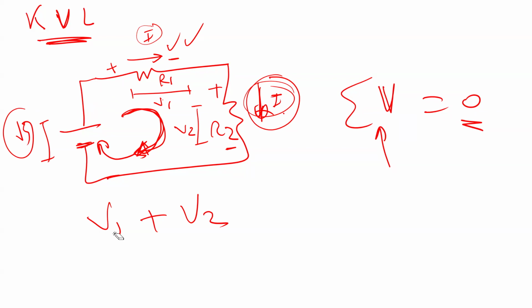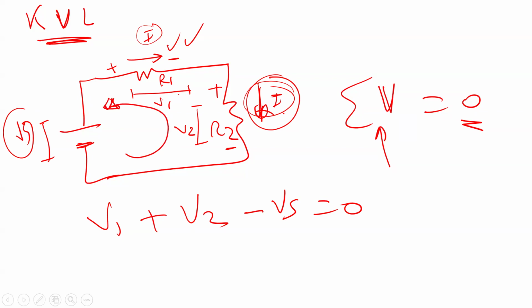So in this case, V1 plus V2 minus Vs is equal to 0. Someone can ask me, okay, can you do it if you change? You told us it doesn't matter if you change the direction. Yes, I can. So for example, let's do the other direction this way. I'm going to change the direction.